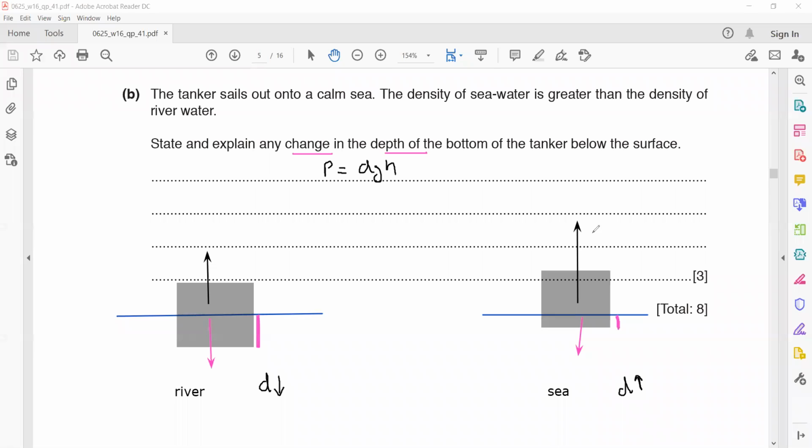Or you can also use the term upthrust. Upthrust means the upward force exerted by the liquid, by the fluid, that is known as upthrust.